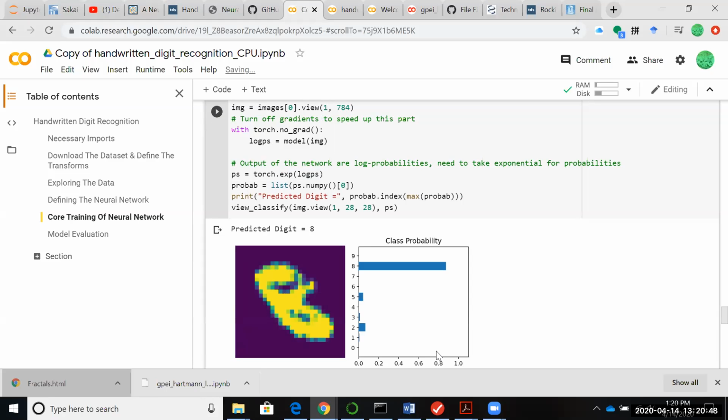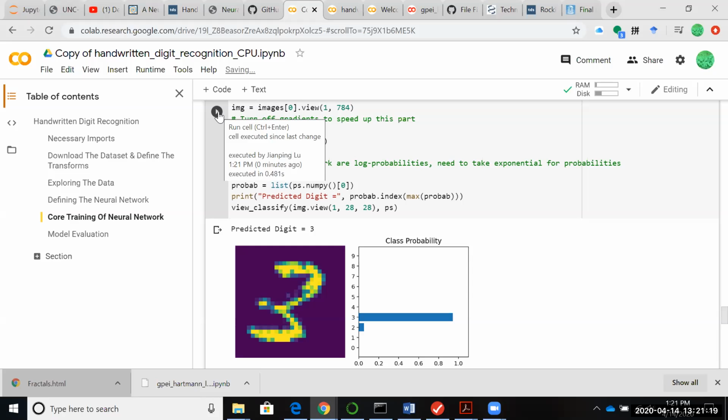Now if you look at this one on my screen, the correct answer is 8, but it also gives you a final probability of 5 and 2. So maybe there is a chance to say this looks like 5. And it also has a final probability of 2. So this is where it is a little bit ambiguous whether this is truly an 8 or not. You can see that, right?